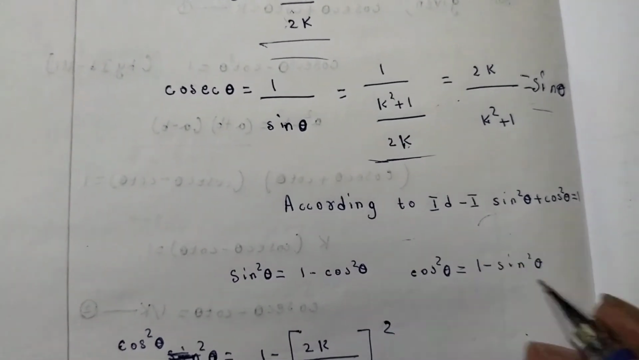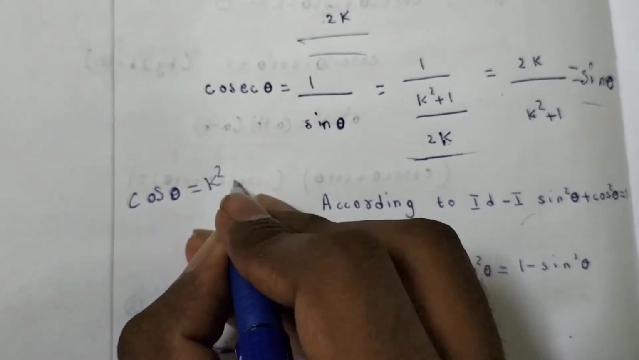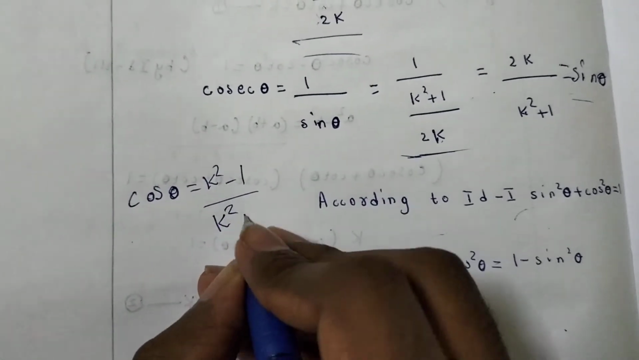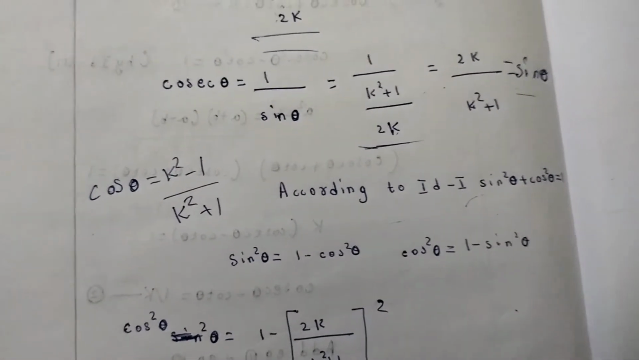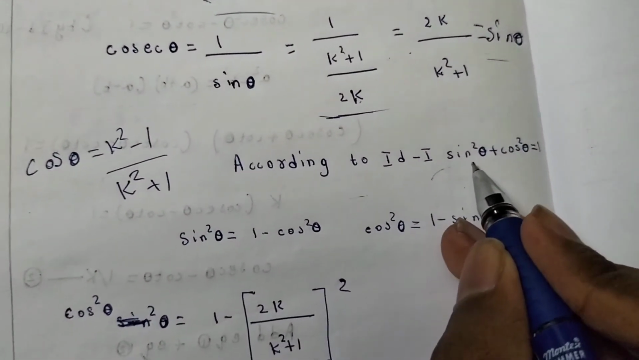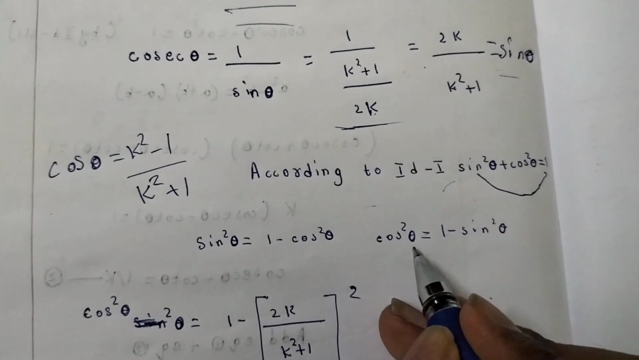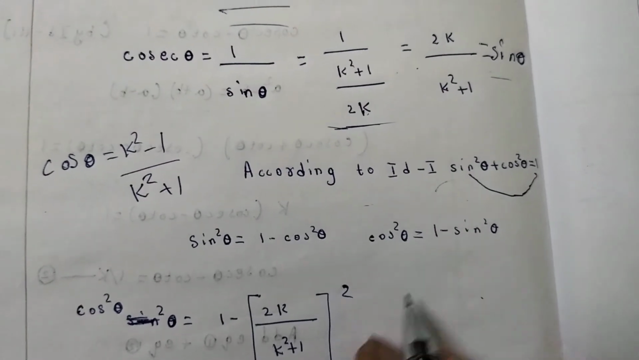We need to prove cos theta is equal to (k square minus 1) by (k square plus 1). We need to prove this one. So to prove this, according to this identity, I will transpose this sin square to this side, and I will find cos square. So cos square theta is equal to 1 minus sin square theta.